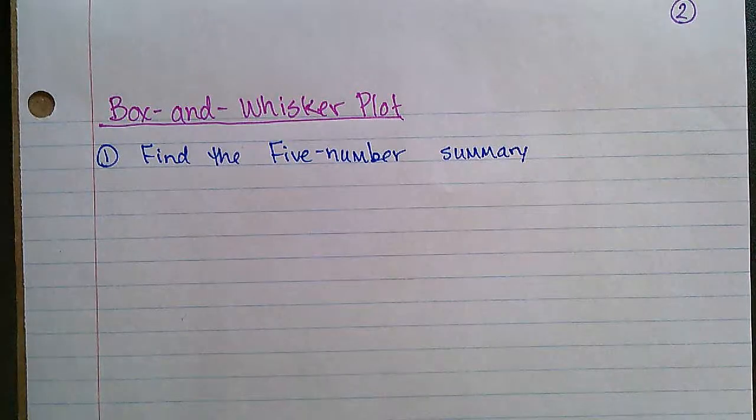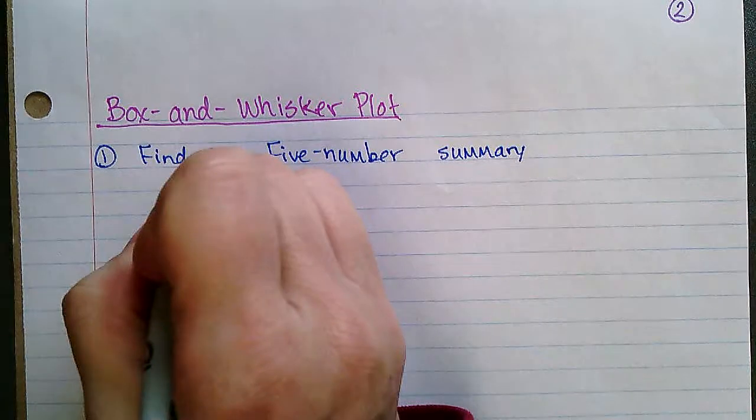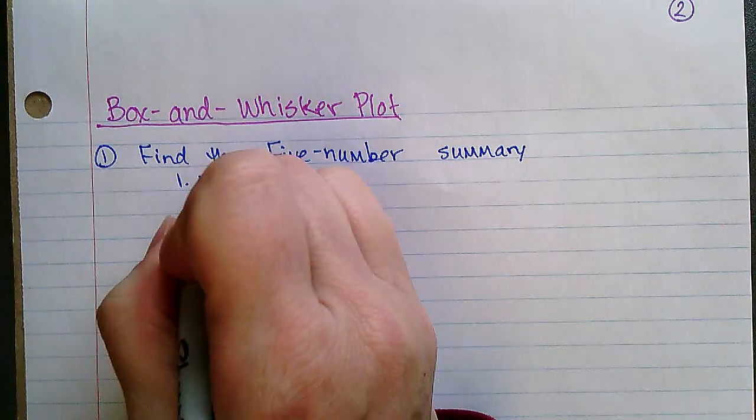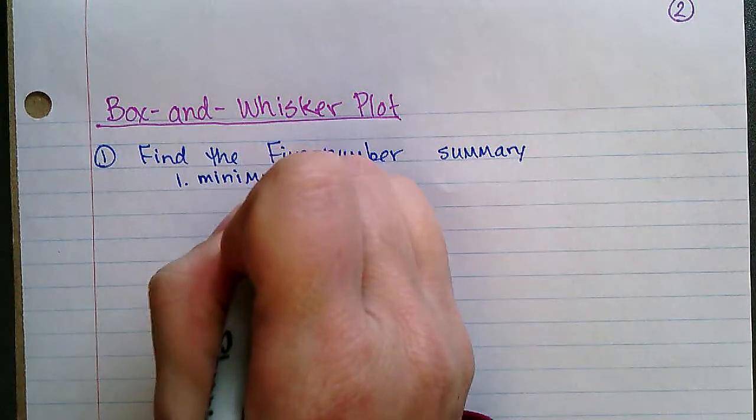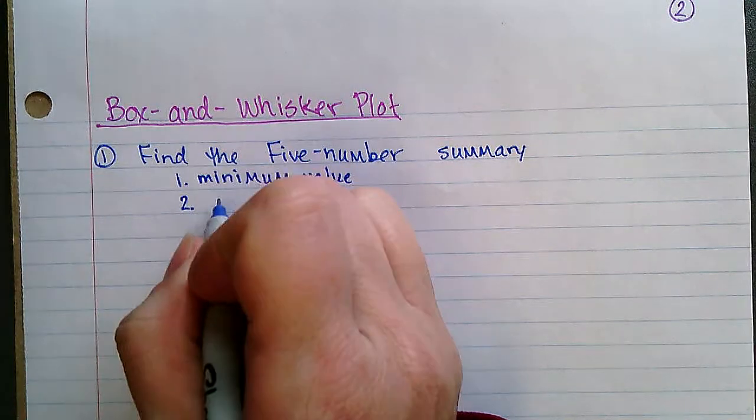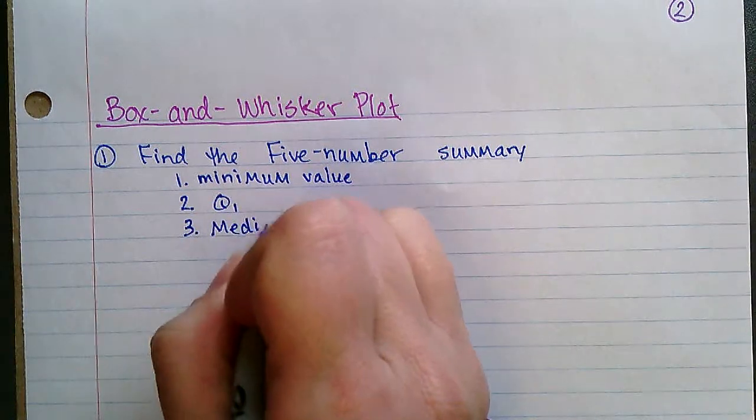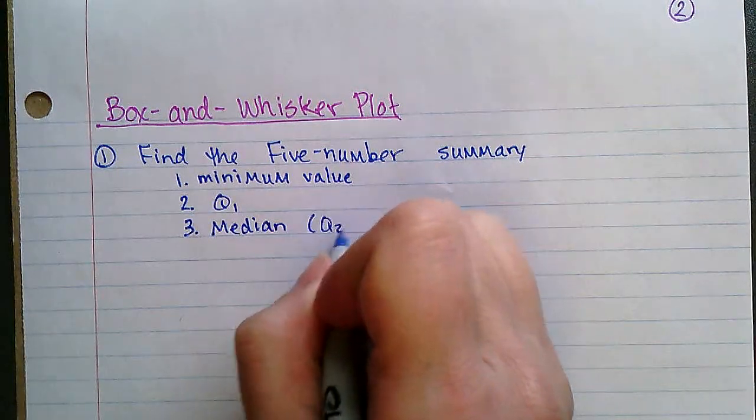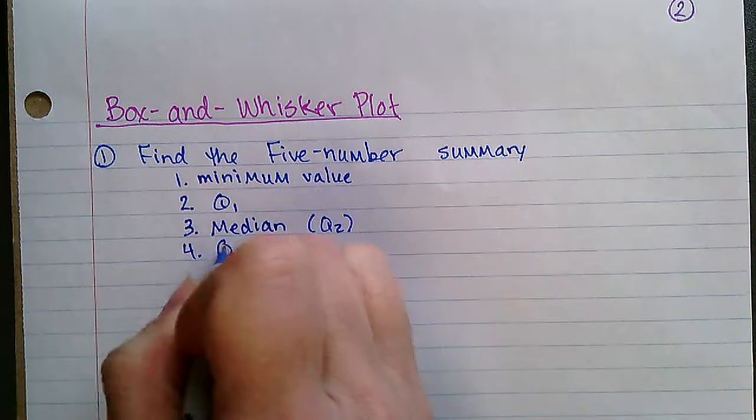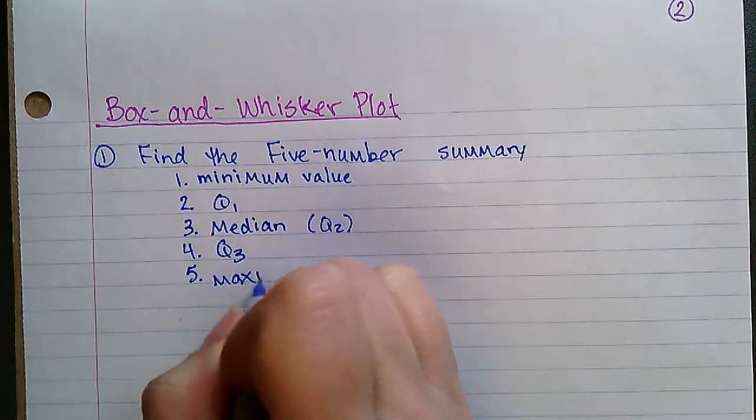The 5-number summary includes, it's going to be shocking, 5 numbers. The first number is the minimum value in the data set. The second value is going to be Q1. The third value will be the median, also called Q2. Fourth value is Q3. And the fifth value is the maximum value of the data set.